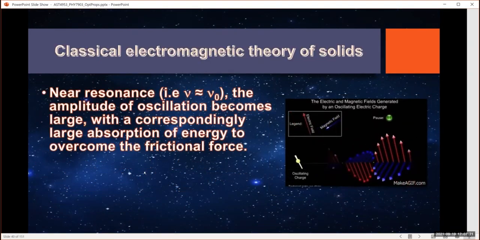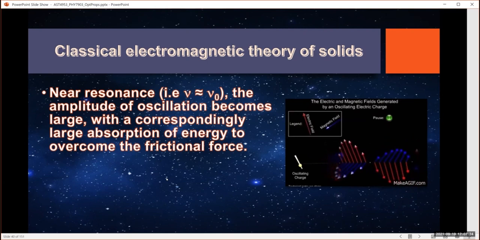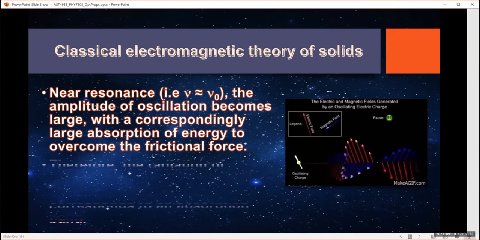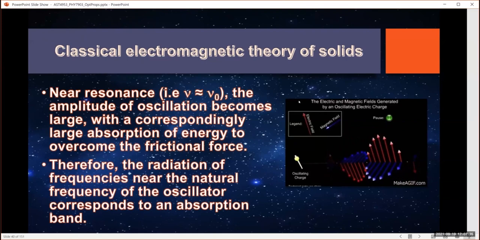When we're close to the natural frequency, the nu naught, the amplitude of oscillation is so big, and that means that we have a large frictional force to overcome, and that gives rise to an absorption. Radiation near the natural frequency of the oscillator will give rise to an absorption band. So if you've got something that is naturally oscillating like this, it will give you an absorption of radiation at that wavelength or frequency.